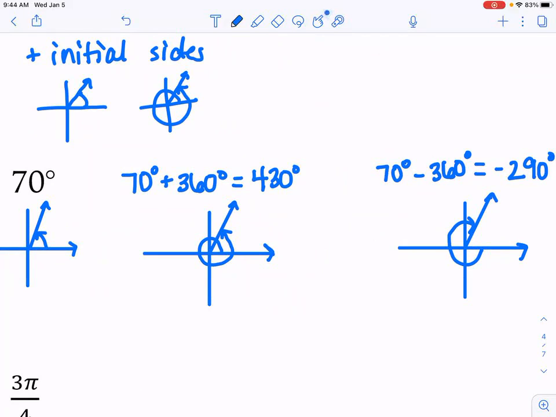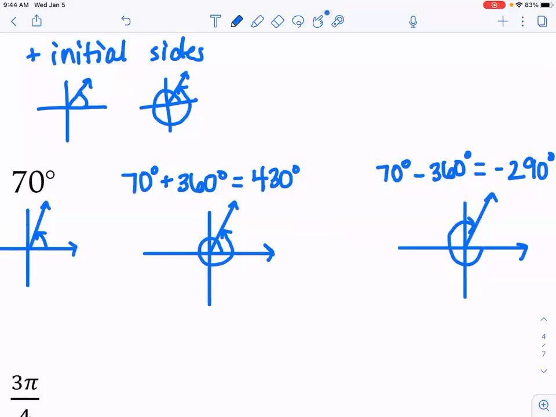What's going to be really cool about this is next week we're going to get into the sine, cosine, tangent of these angles, and they're all going to be the same because they're all coterminal. That's where this is going.